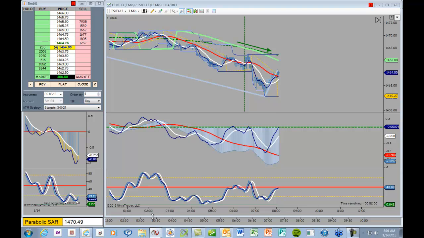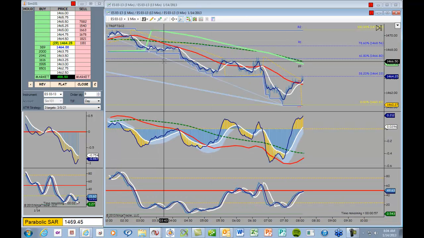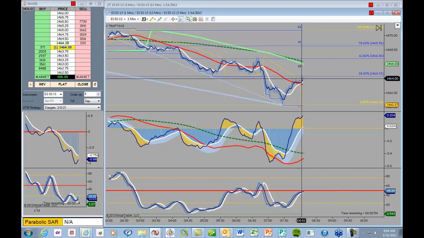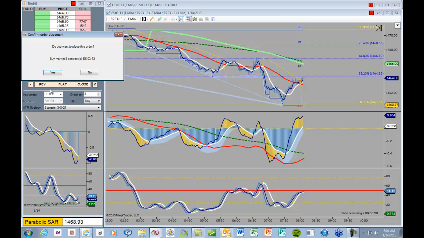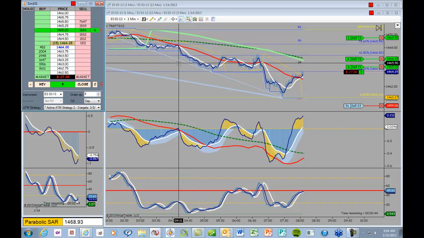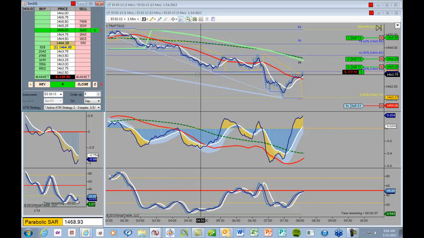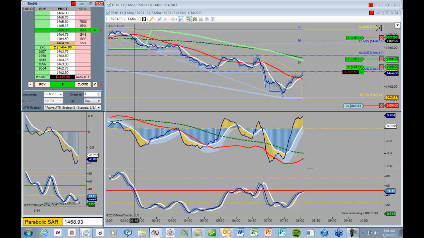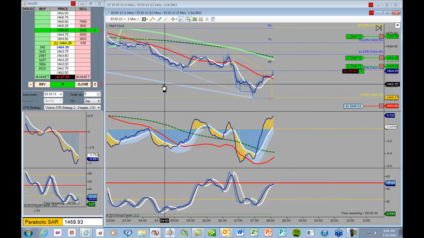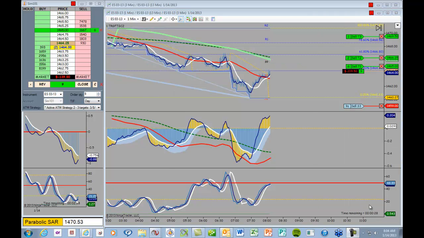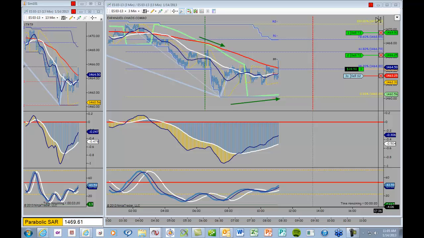Okay, we're about to take a long trade here. I'm going to do it based on the fact that we got a red, white, and blue alignment on our 1-minute chart. Lock and load, ready, aim, fire. Okay, we're long from 1464 1/4, and we're pretty much at the 38% mark right now. I'll let you know what transpires. Well, it took a while, but we finally hit the first target and moved the stop.